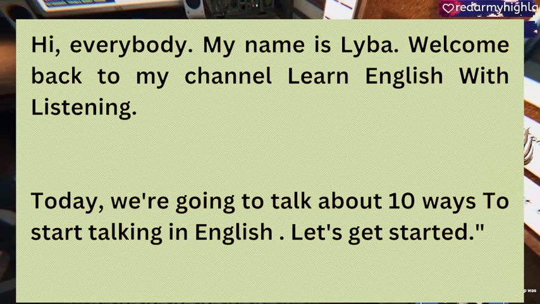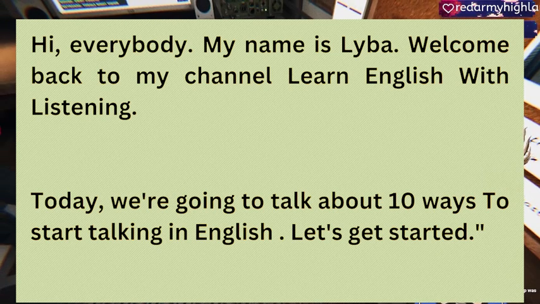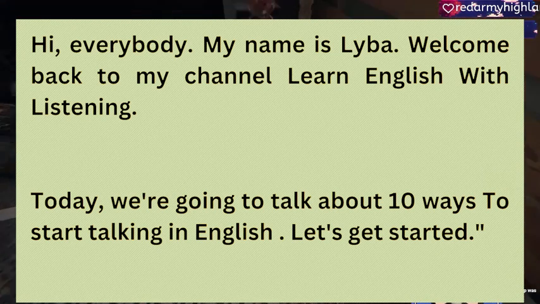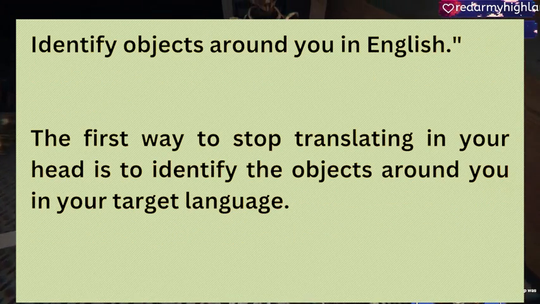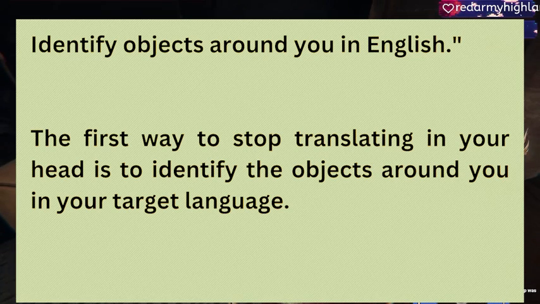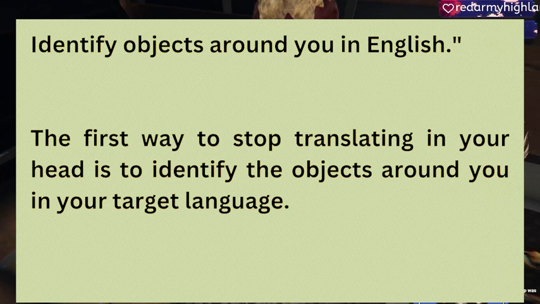Today, we're going to talk about 10 ways to start talking in English. Let's get started. Identify objects around you in English. The first way to stop translating in your head is to identify the objects around you in your target language.